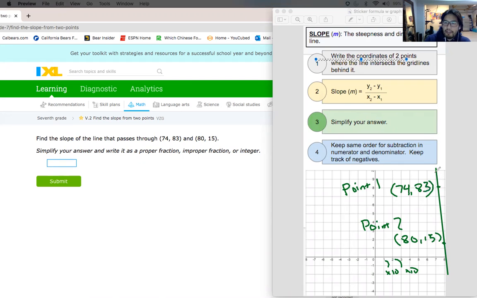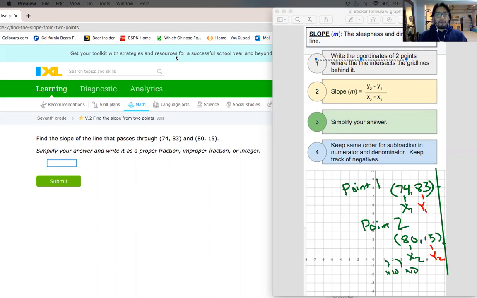Now that I've got my points labeled, I'm going to label them even further. So this is point 1. So 83 becomes the y coordinate of point 1. 15 becomes the y coordinate of point 2. 74 becomes the x coordinate of point 1. And 80 becomes the x coordinate of point 2. Now I've got everything labeled. I'm going to go use my formula.